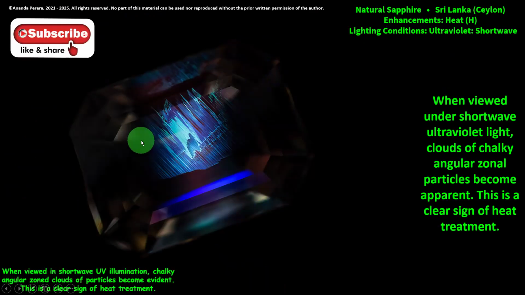We are moving to next. Here also, what is it? The lighting condition here is ultraviolet short wave. It is a Sri Lanka sapphire. We can see with the ultraviolet light, chalky appearance. Clouds of chalky angular zonal particles. This is a clear sign of heat treated stone. You can remember very well now.